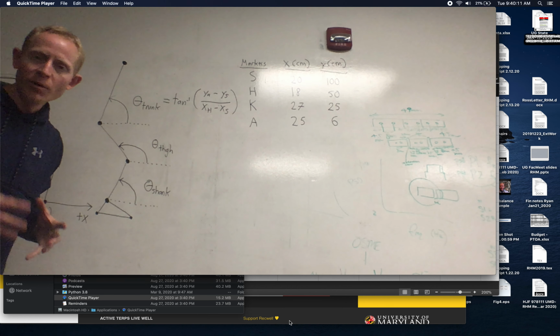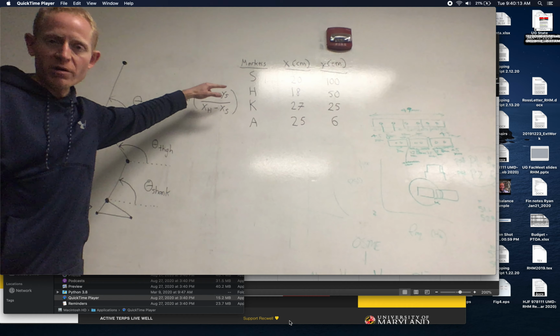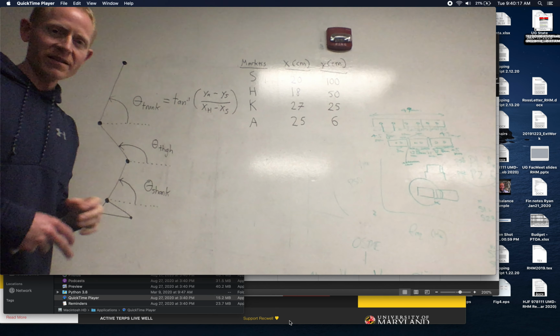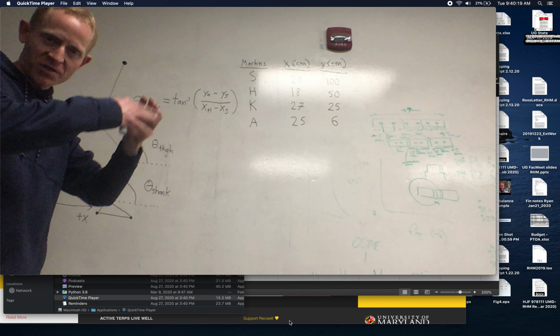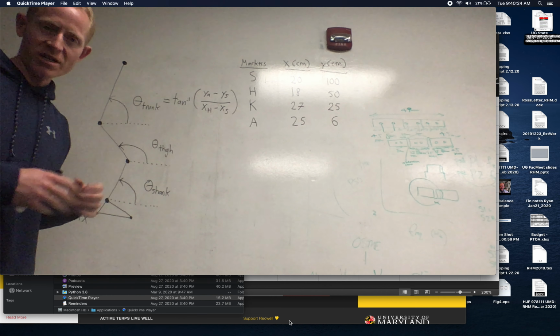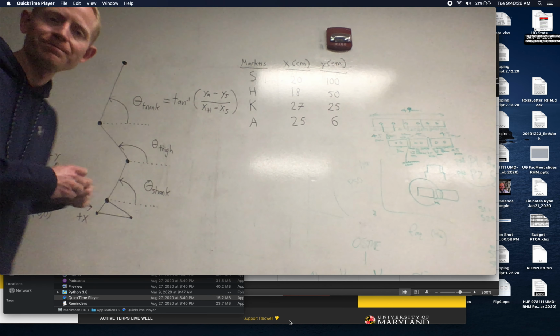Where you would get into trouble is if you did hip minus shoulder on the top and shoulder minus hip on the bottom. That won't work. It's got to be the same order there, left versus right, on both the top and the bottom. But which one's first, which one's second, doesn't matter as long as it's the same on the top and the bottom.